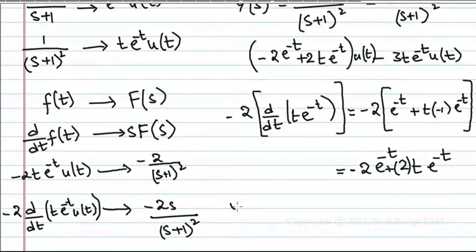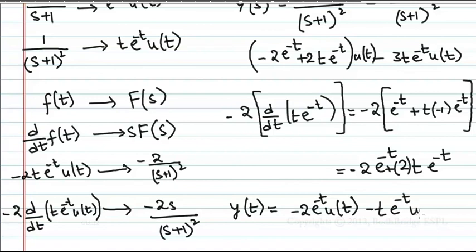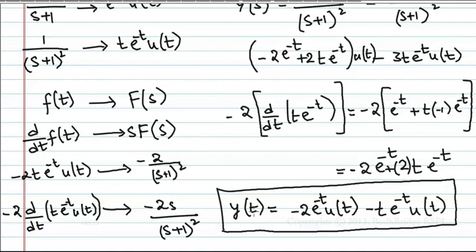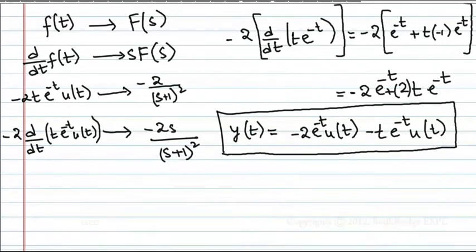Therefore y of t, how much is it? Minus 2 e power minus t u of t, and minus t e power minus t u of t. Y of t is minus 2 e power minus t, and 2t and minus 3t gives minus t, e power minus t u of t.